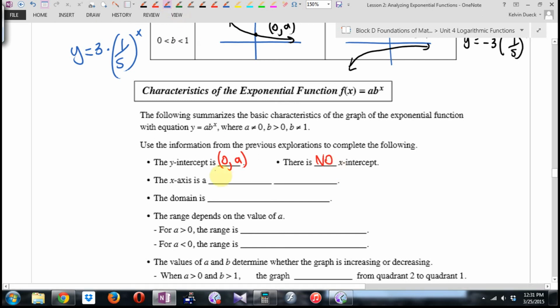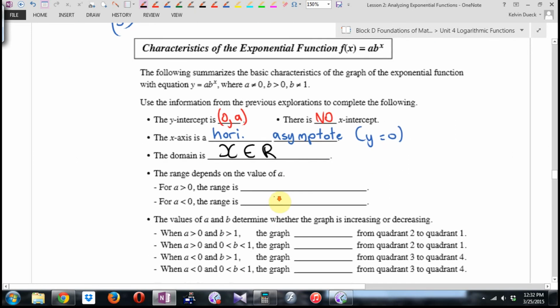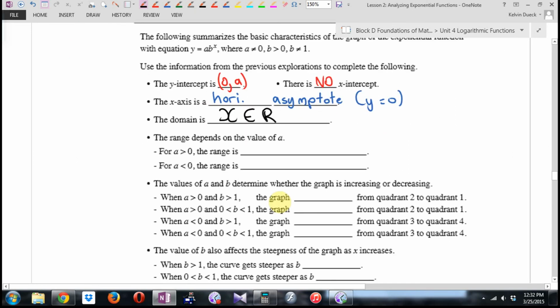The x-axis is what we call a horizontal asymptote. As an equation, it's y equals 0. The domain is all reals. The range, Ashley, depends. Depends on if a is positive or negative.